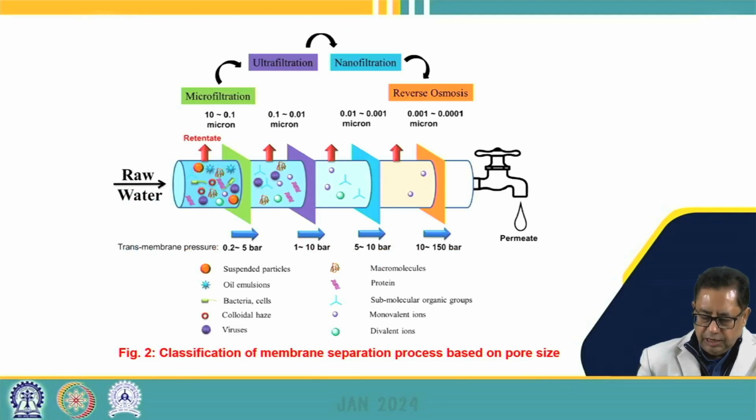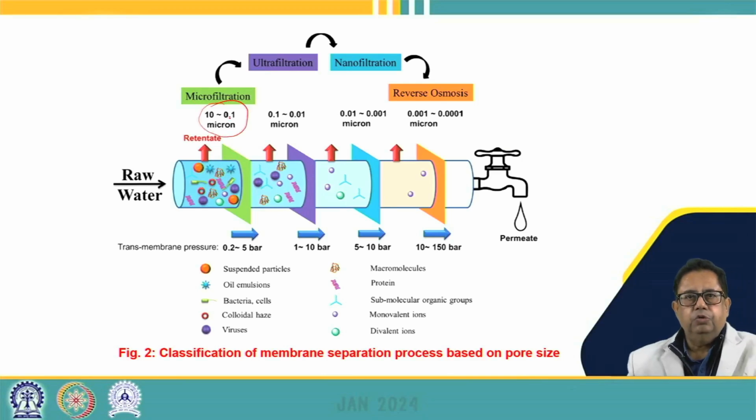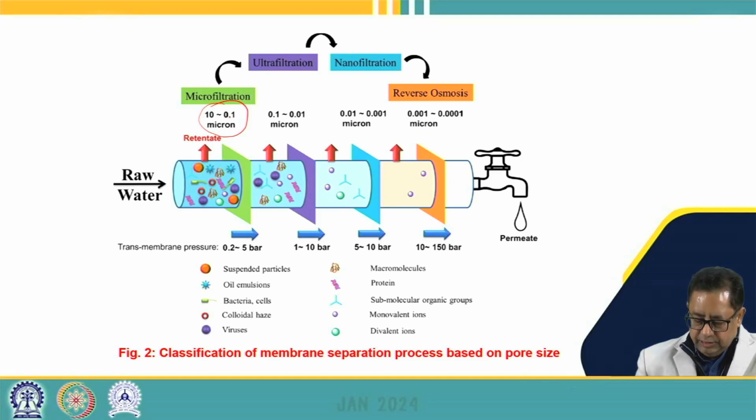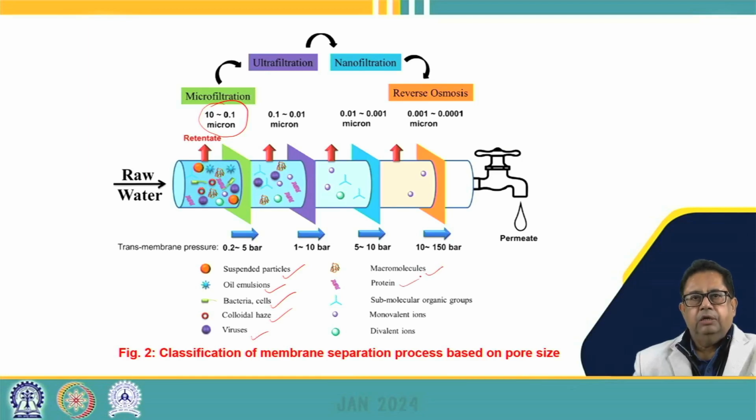So we can see here that the raw water may go through different types of filters. For example, microfiltration has a pore size of 10 to 0.1 microns, and it can remove a number of impurities, for example suspended particles, oil emulsifiers, bacterial cells, and colloidal particles. They can all be removed by the microfilters, whereas other things, for example the viruses, macromolecules, and proteins, may leach into the filtrate.